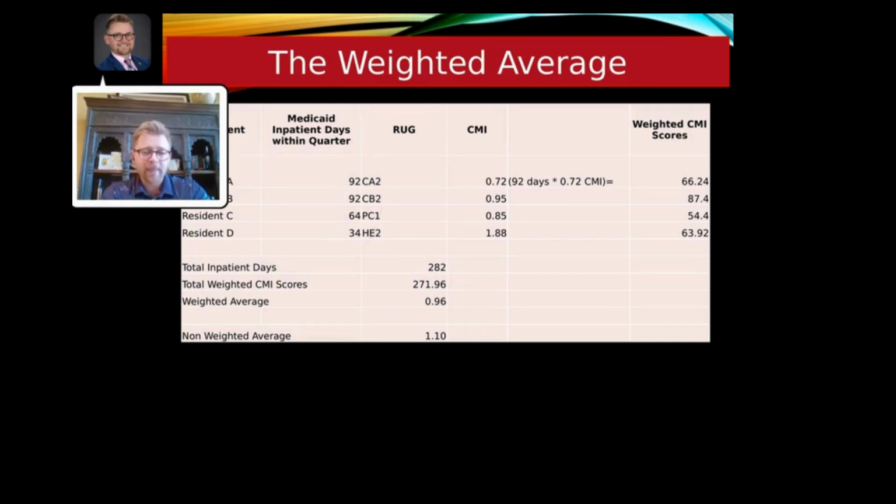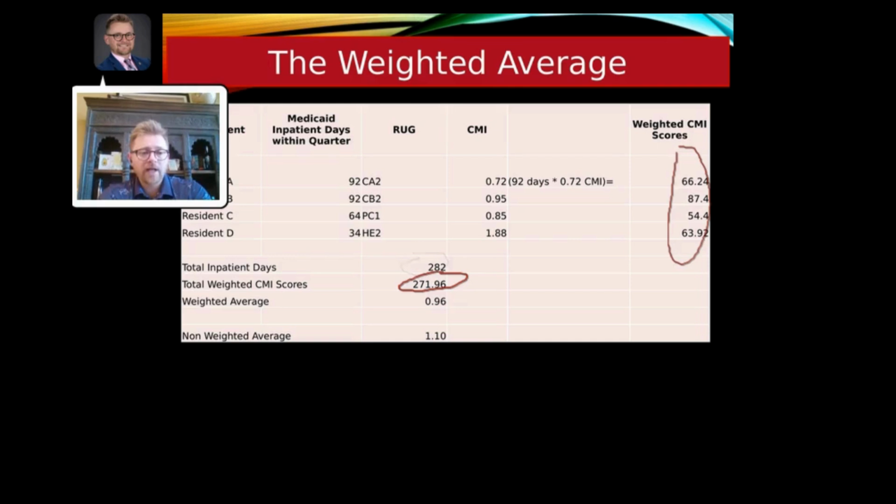Resident C was only in the building 64 days of the 92-day quarter. Resident D was only in there 34 days of the 92-day quarter. So the total inpatient Medicaid days of these 4 is 282, okay? Well, so then let's look at the weighted score. The sum of the weighted score is 271.96.